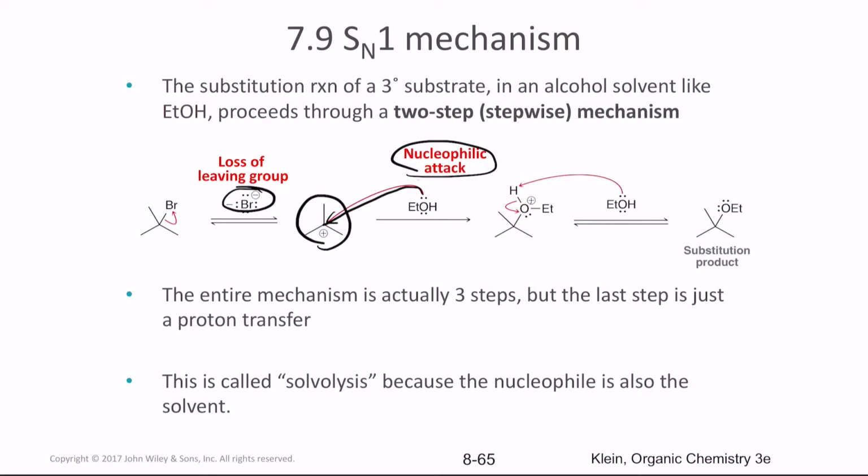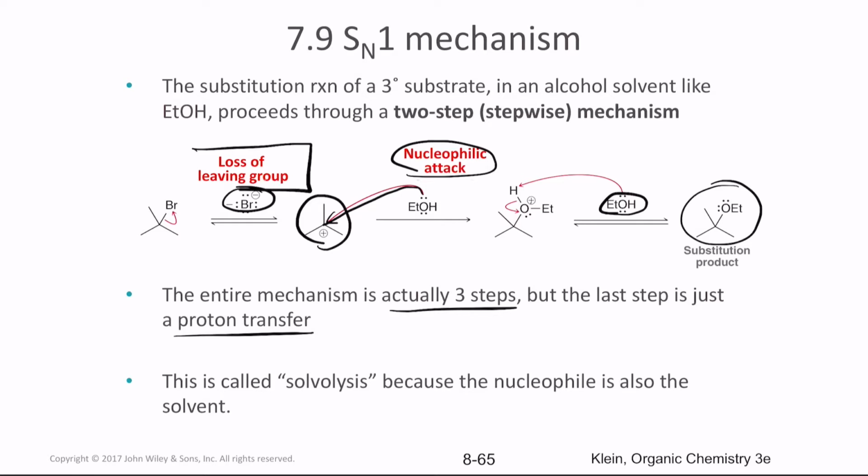Oxygen gets a positive charge. Now there is an excess amount of protons on this, it undergoes proton transfer by the attack of another ethyl alcohol molecule, resulting in a substitution product. Now the entire mechanism here is actually in 3 steps, but the last step is a proton transfer. We do not consider that as a single step, but there are 2 main steps in this attack.